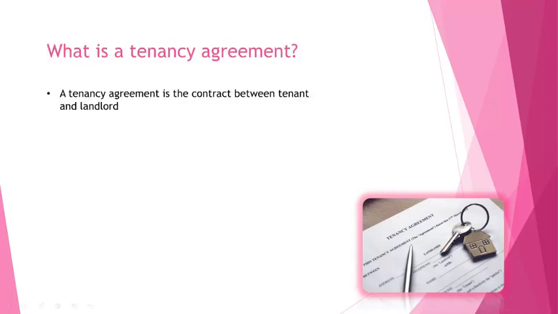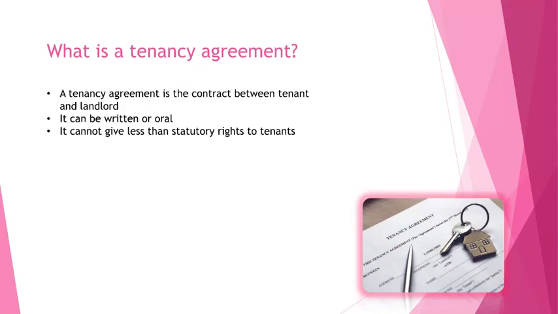So first of all, what is a tenancy agreement? As most of you know, you'll put these together quite regularly. A tenancy agreement is a contract between the tenant and the landlord. It can be written or it can be agreed verbally. In most cases, it is written. It cannot give less than the statutory rights to the tenants. It normally includes your express terms and your implied terms.